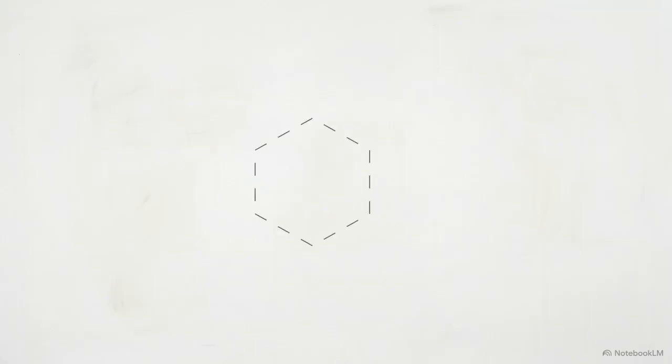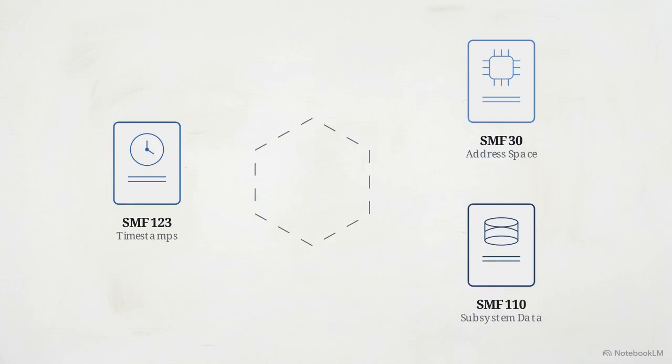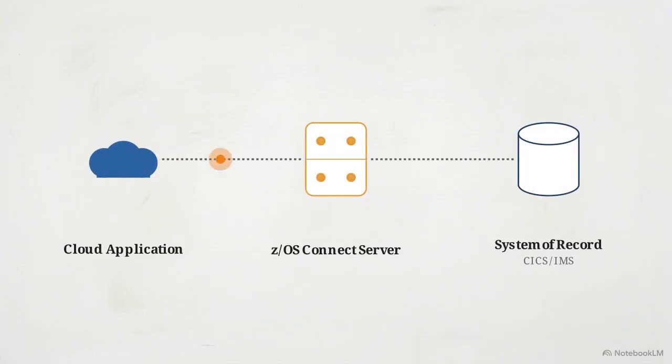Finding the root cause of an API timeout requires synthesizing the SMF123 timestamps with address space utilization from SMF30 and subsystem transaction data from SMF110. A REST HTTP provider request arrives from the cloud, hits the z/OS Connect server, and passes to the backend. Processing time inside the server is tracked as pre-SOR latency. Execution time inside the backend, CICS or IMS subsystem, is logged as system of record time.